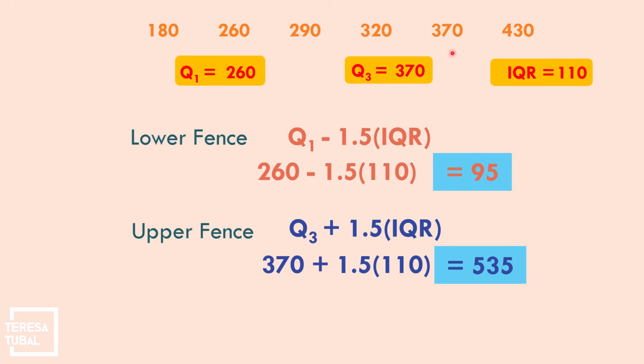So kung tititigan natin yung value, the values arranged from smallest to largest, 95, lower than 95, wala. And then higher than 535, wala. So it means the outlier is none. So, nasa boundary yung lower fence and then upper fence.